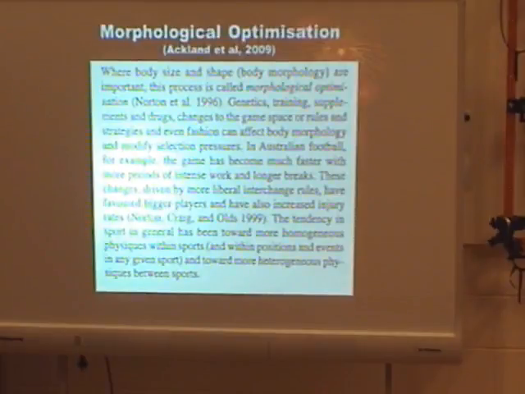I'm just going to read a little bit of this. Where body size and shape are important, this is called morphological optimization. Genetics, training, supplements, and drugs change the game, within a space of rules. So they're going for the Aussie football example.